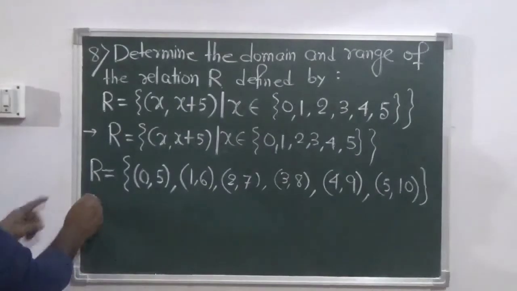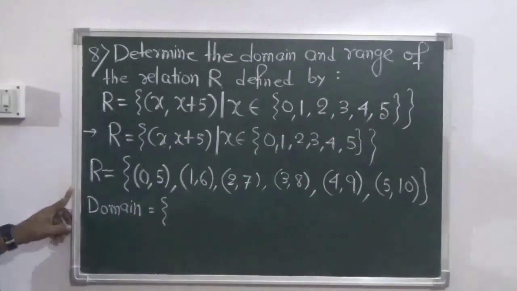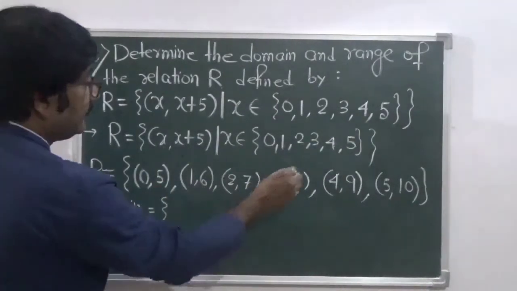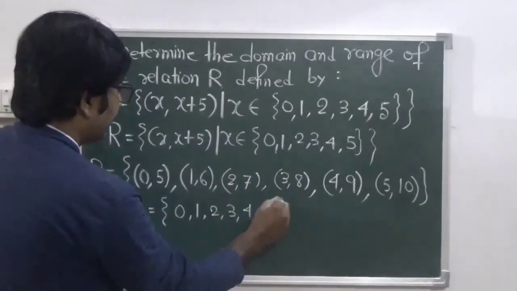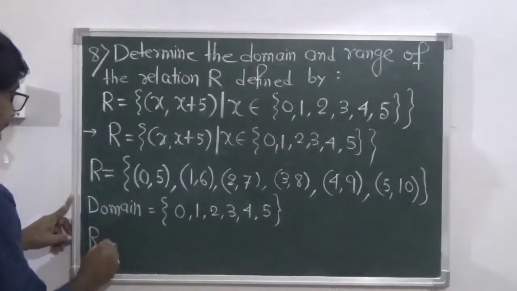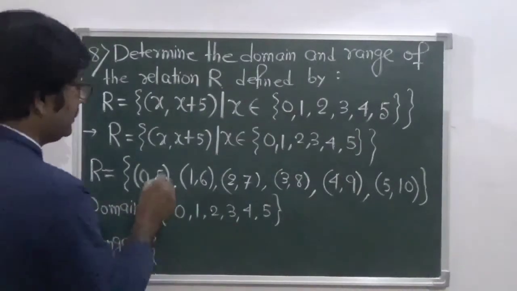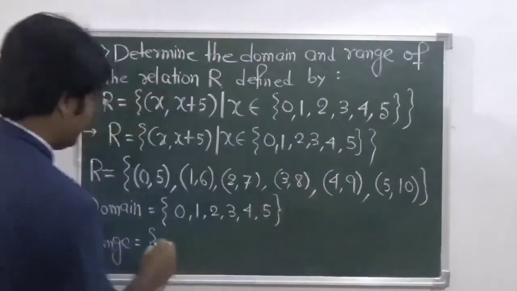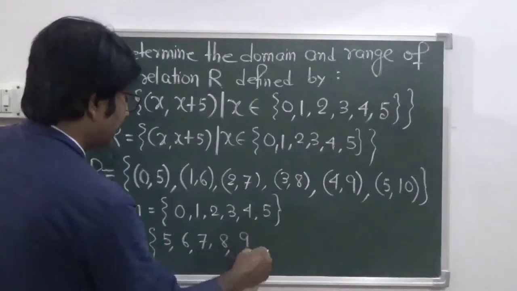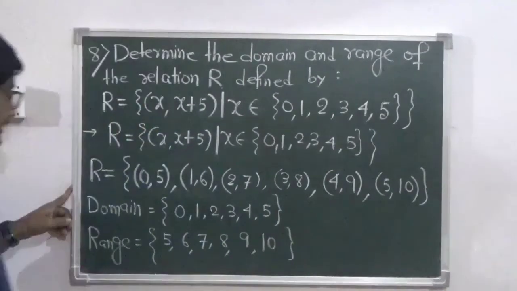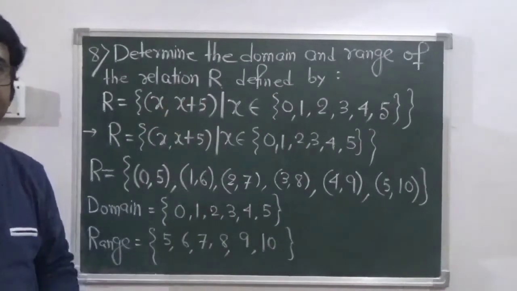So let us write down the domain. Domain, obviously the values are 0, 1, 2, 3, 4, 5. And the range is given by the second elements in the ordered pairs: 5, 6, 7, 8, 9 and 10. So this is the range of this relation, and this happens to be the domain of this relation.